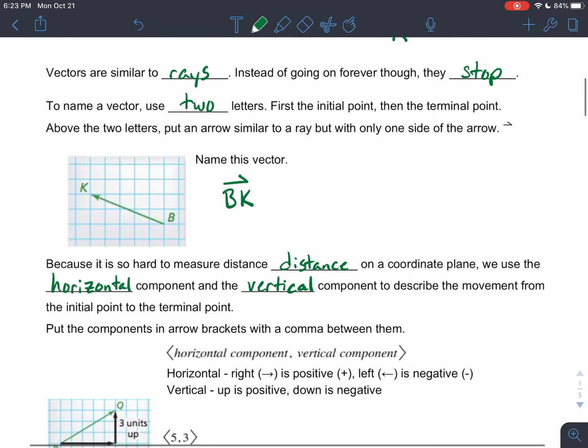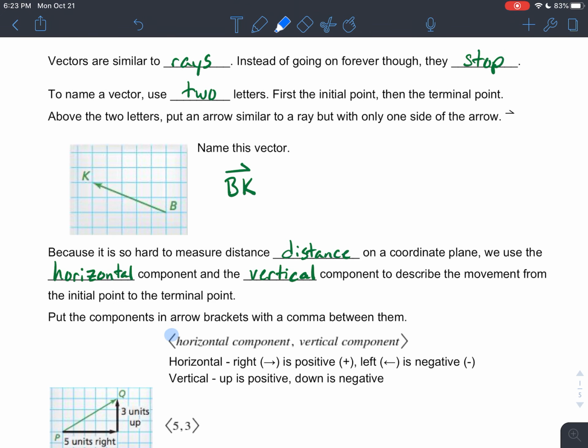When you are using the components, these are called arrow brackets. It's like pointy parentheses, basically. We use the arrow brackets instead of parentheses because if you use parentheses, that's an ordered pair. By using the pointy parentheses, we know we're talking about a vector instead of just an ordered pair plotting a point. Just like with an ordered pair, for the horizontal component, if you go right, it's positive, left is negative. For the vertical component, up is positive, down is negative.